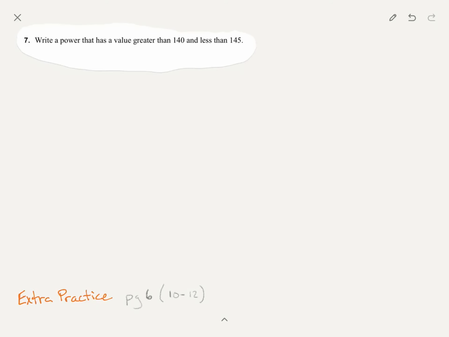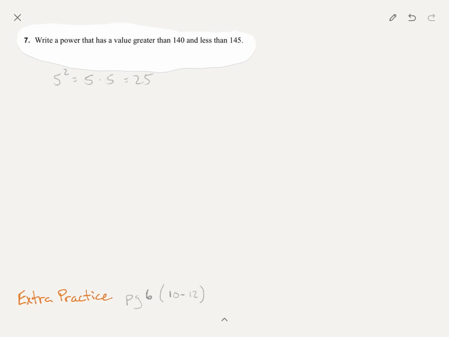All right, this is one more situation where you're trying to find a power. In this case, maybe think of it as a perfect square that is greater than 140 and less than 145. So when I think of this, I'm going to try to do perfect squares. Like again, 5 to the second power, which equals 5 times 5, which equals 25. And so that's not close to 140. So I need to jump up further than that.